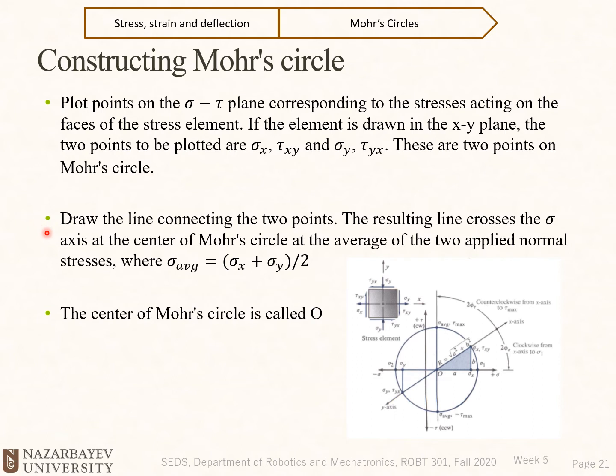Draw the line connecting the two points. This is the AB line. The resulting line crosses the sigma axis at the center of the Mohr circle, at the average of the two applied normal stresses, where sigma average is equal to sigma x plus sigma y divided by 2. So the O point is sigma x plus sigma y divided by 2. The center of the Mohr circle is called O.